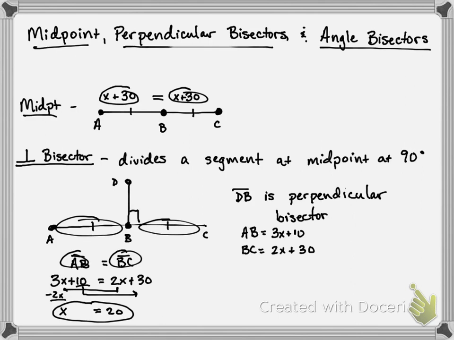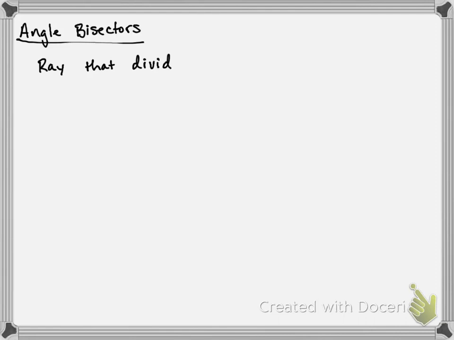Okay. Now, last thing that we need to talk about is our angle bisectors. Angle bisector is a ray that divides or cuts an angle into two equal pieces.